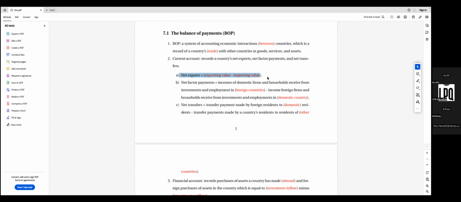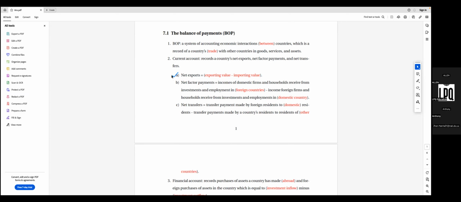Okay, so international trade is the most important reason why money is leaving your country and flowing into your country. But it really depends on whether you are a trade surplus country or a trade deficit country. I guess everybody can understand the number A here.